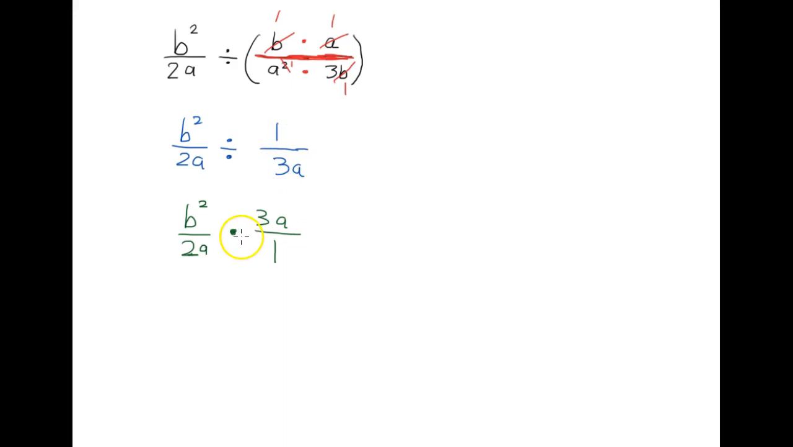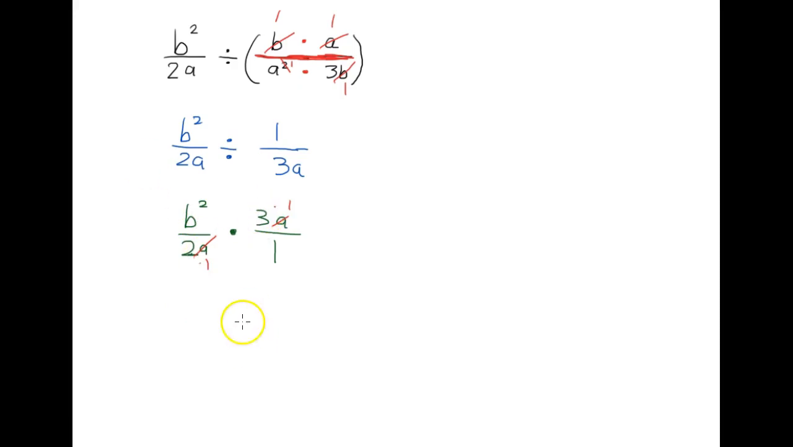Now we've got a multiplication problem, and again we're going to multiply straight across the top and straight across the bottom. The b has nothing to cancel with, but the a can be canceled. So we can cancel an a out of that and an a out of that. And I'm making a 1 here. So instead of 3 times a, it's 3 times 1. 2 times a, 2 times 1. So we have b squared times 3.